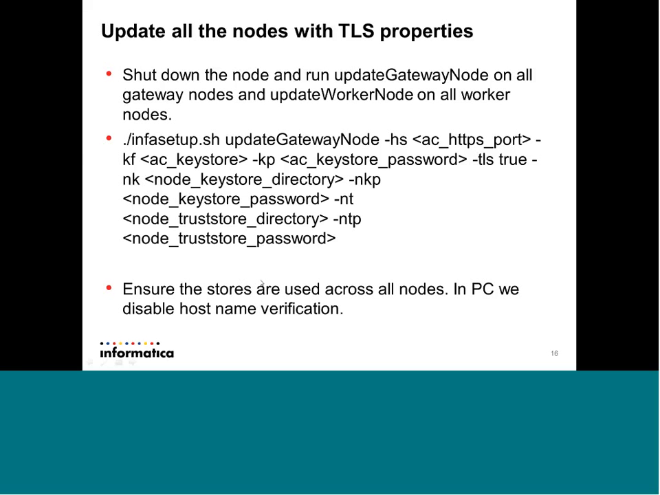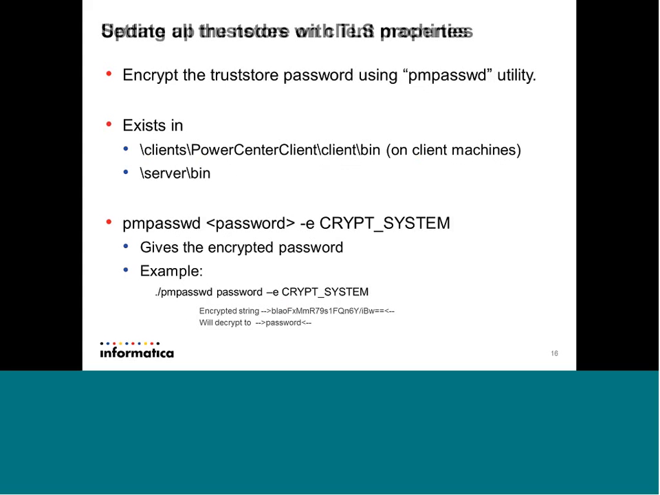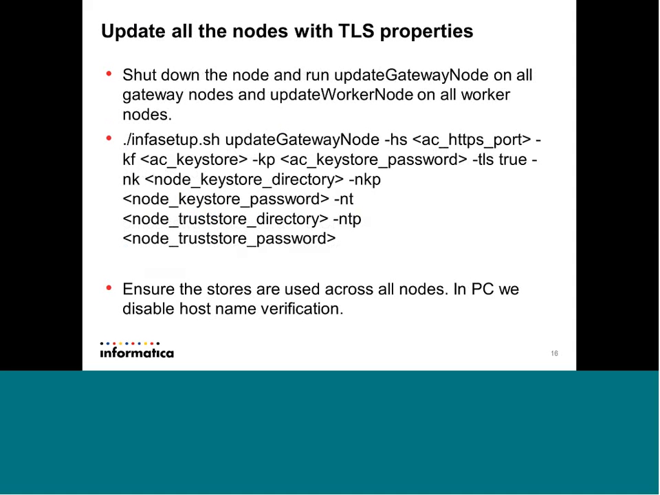Now we will have to ensure that we copy the same stores across all the nodes and run the update gateway node command on all those gateway nodes for enabling SSL for the node and for the admin console. The worker nodes do not have the concept of the admin console running on them, so you would not update the admin console keystore, but you would still update the node keystores and the node truststore directories.